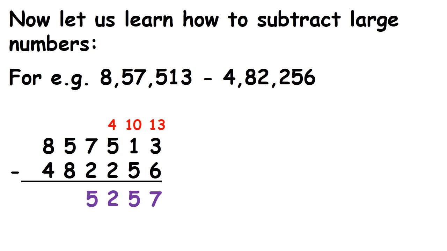Now again, 5 minus 8. Since we cannot minus 8 from 5, we will borrow here from 8. So 8 becomes 7 and 5 becomes 15. 15 minus 8 will be 7. And the last digit, 7 minus 4 will be 3. So the answer that we got here is 3,75,257.